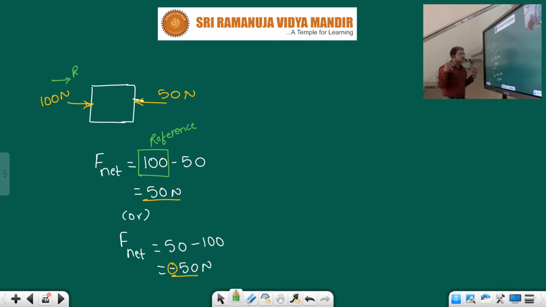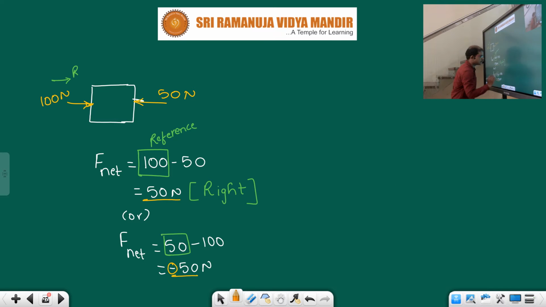So what is our assumption? Whenever we take 100 newtons as the reference, once you check the direction, it is moving towards the right. So we are saying that the block is moving towards the right side. Now see this one. In the second case, I am taking 50.